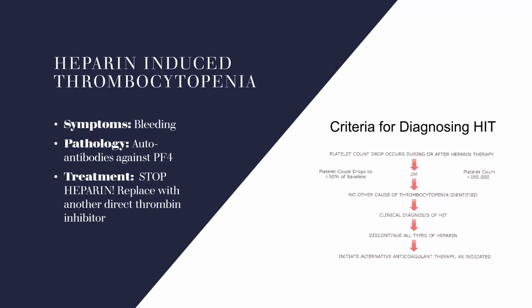Now, if they were to ask you what should you do instead or what's a better alternative, the answer is going to be another direct thrombin inhibitor, okay? Because heparin itself is a thrombin inhibitor, right? So in practice, this usually is argatroban. However, for the sake of the exam, it could be any of the direct thrombin inhibitors that you're expecting to know. Argatroban, bivalirudin, dabigatran, okay? So that is HIT.